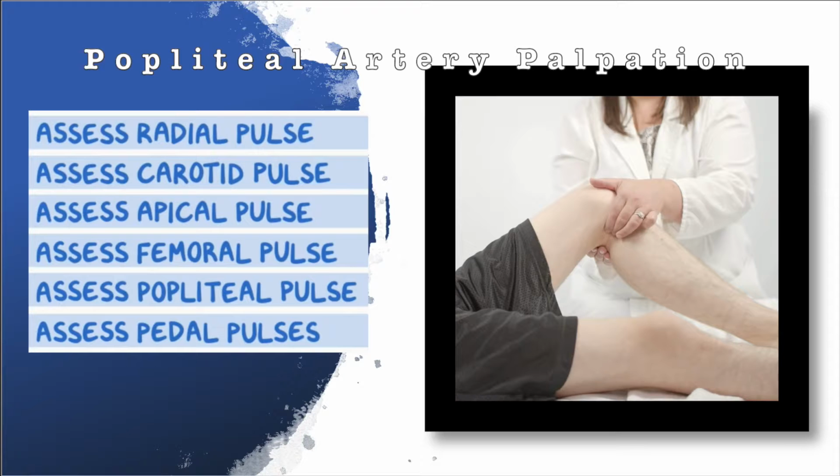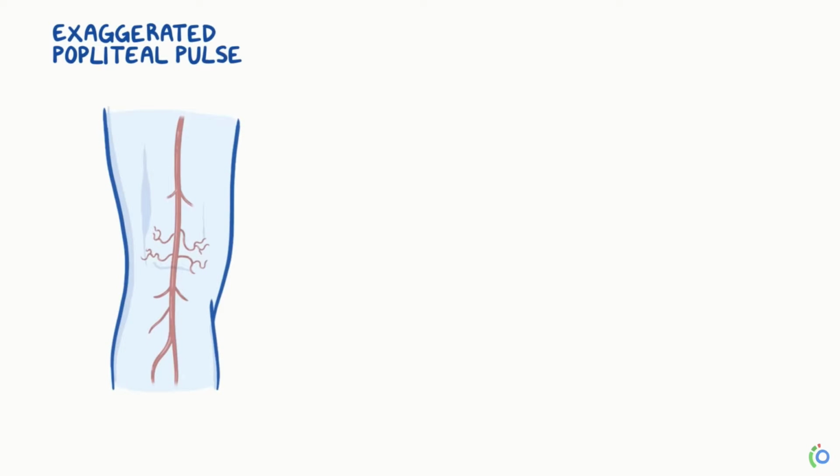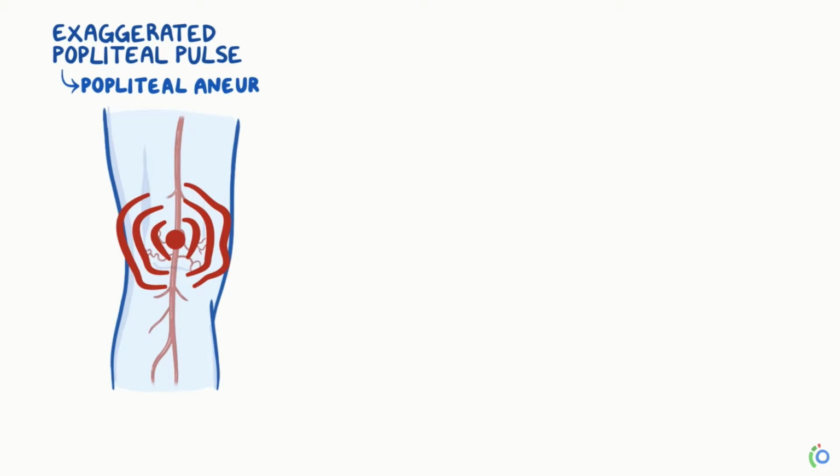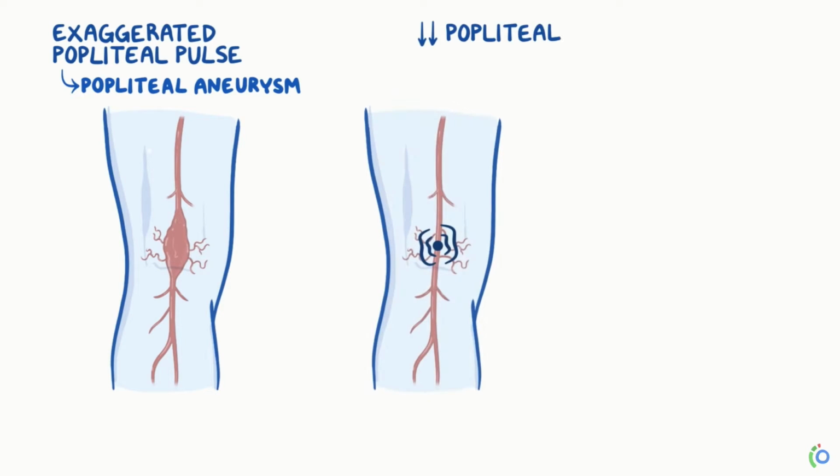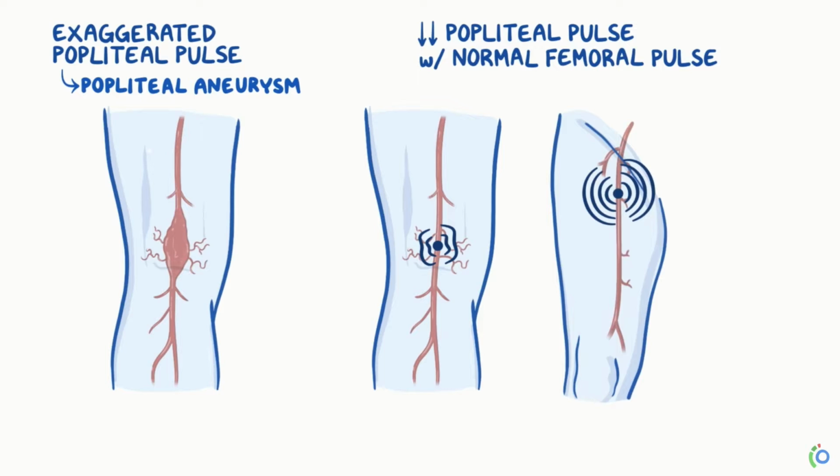Popliteal artery palpation. To palpate this artery, locate the artery behind the knee, and it can be found bilaterally. When these pulses are exaggerated, it could indicate an aneurysm. If the popliteal pulse is decreased, but the femoral is normal, this could be a sign of atherosclerosis.